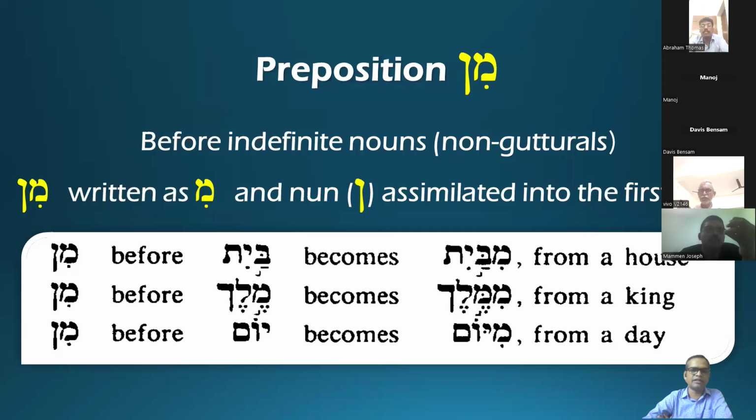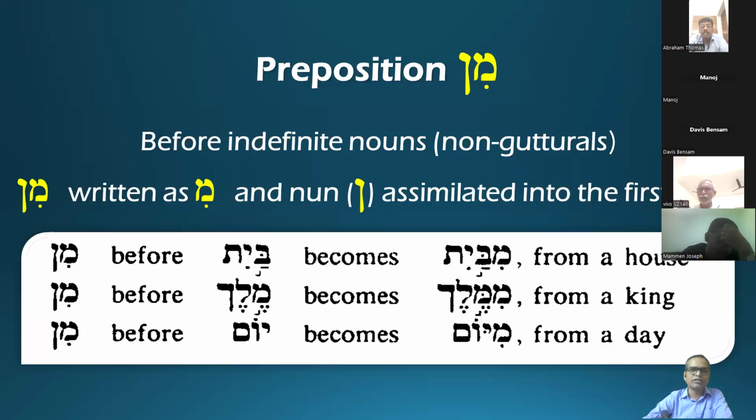Let me read first and then explain what has happened. Mibayit, mimelek, miyom. So what happens when min is prefixed to an indefinite noun whose initial consonant is a non-guttural? Mem and hireq will appear, but nun will be assimilated into the first consonant, the non-guttural, in the form of dagesh forte.